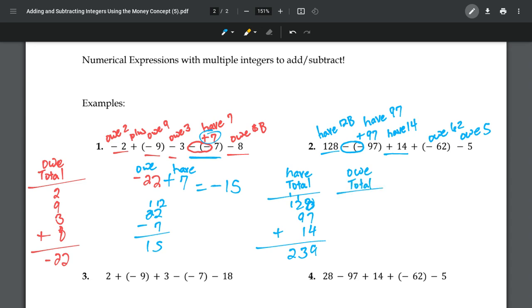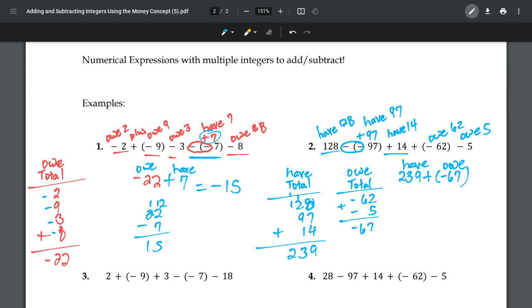Well, you owe me 62, and I'm going to go back and put these so you remember that negative. And you owe me 5, so you owe me $67. Okay? Well, since you have 239 plus you owe me 67, what does that leave you with? And it is going to leave you with some money. Unless you don't have common sense, you should know that, okay? It's going to leave you with a pretty good bit.